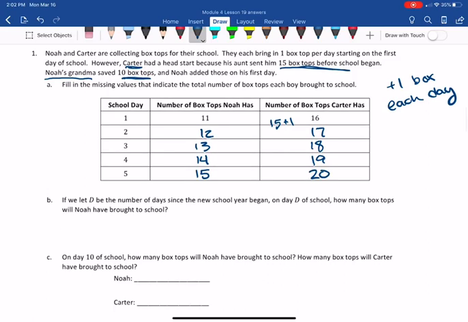So it says, if we let D be the number of days since school began, on D day of school, how many box tops will Noah have brought? So we can kind of figure that out by the things that I underlined, by the things we added to the table. So what would I do with D to be able to figure out how many box tops he got? So I'm going to do 2 different things. So over here, okay, let's do Noah.